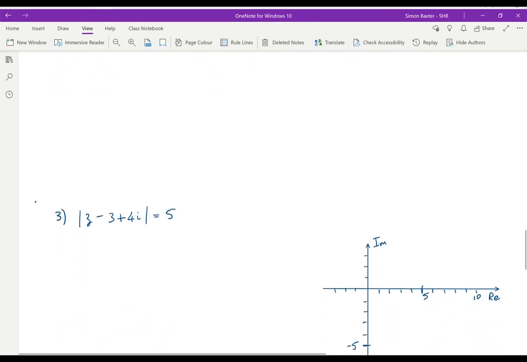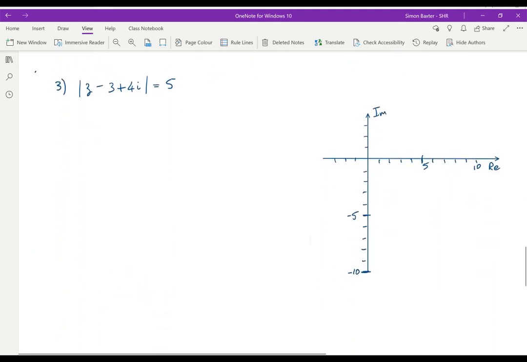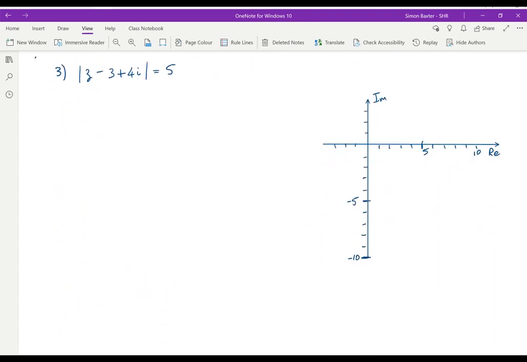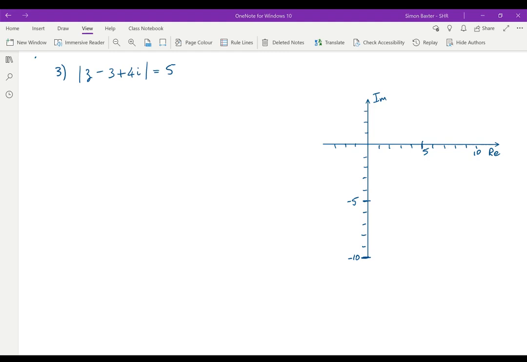Okay, we haven't stopped. What happens now if I look at this one? What am I going to draw on my diagram for this? Okay, once again, stop the video and think for yourself. What's actually going on?